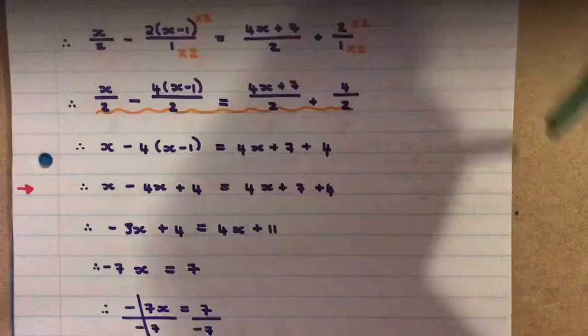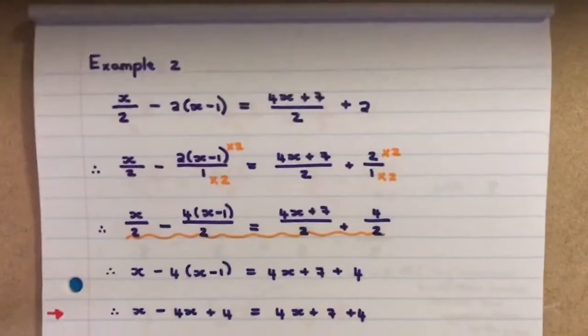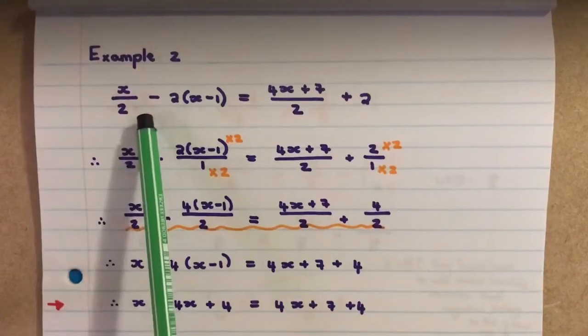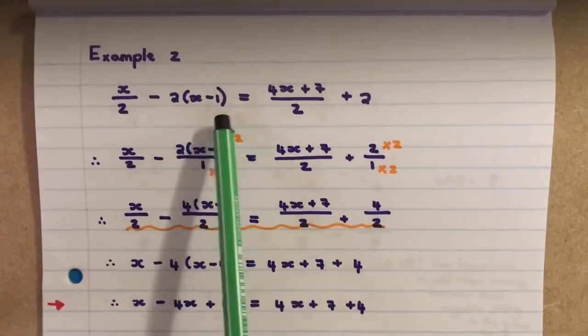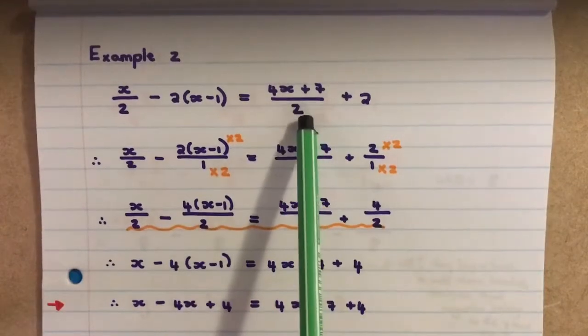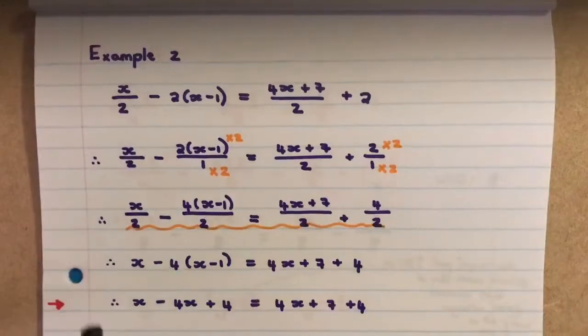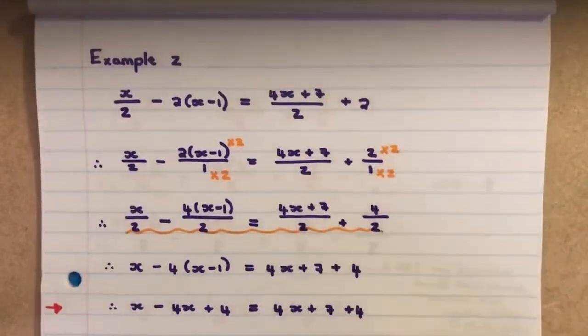Okay, let's have a look at example 2. Okay, so now you've got x over 2 minus 2 bracket x minus 1 is equal to 4x plus 7 over 2 plus 2. They've given me fractions. I am forced to make everything a fraction.